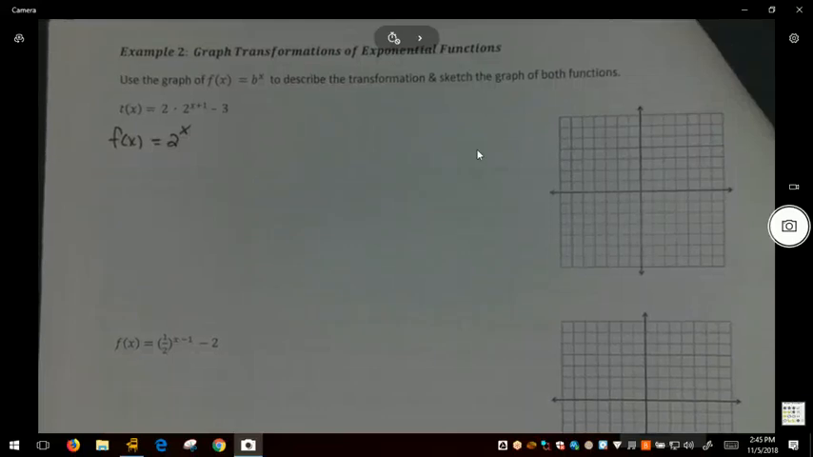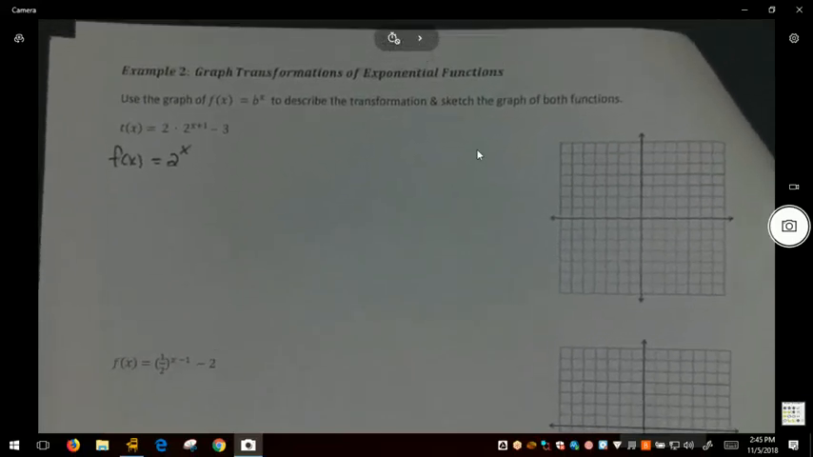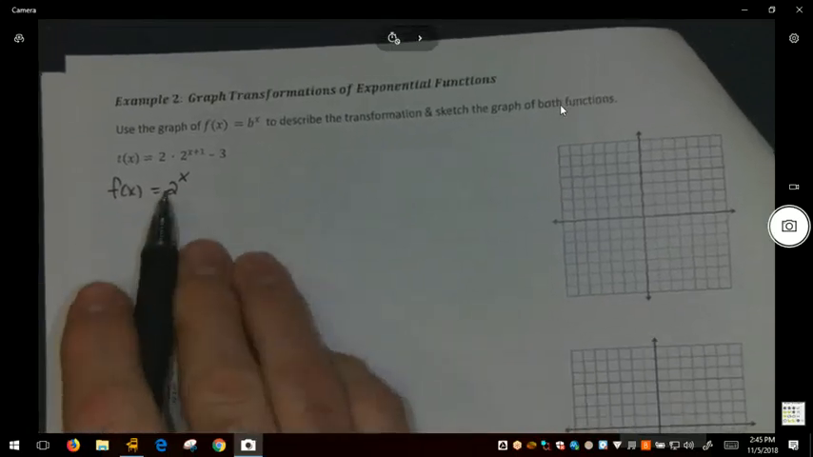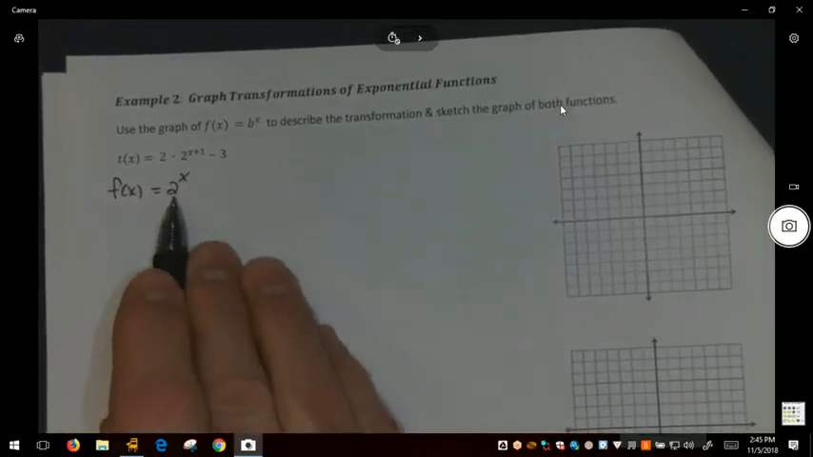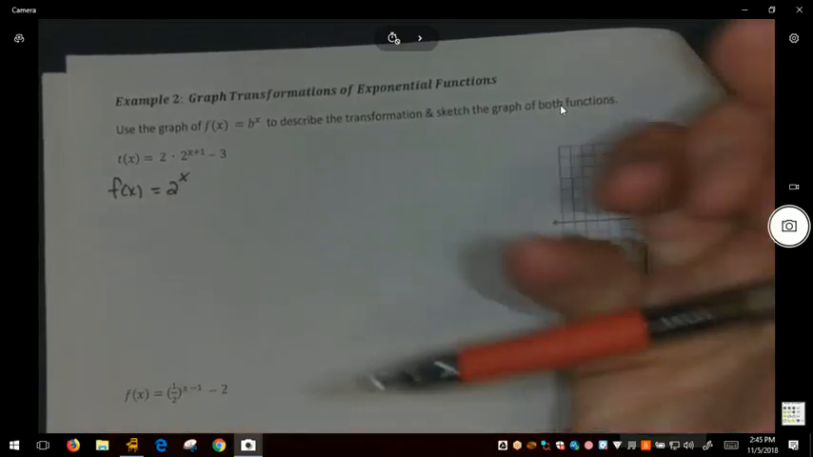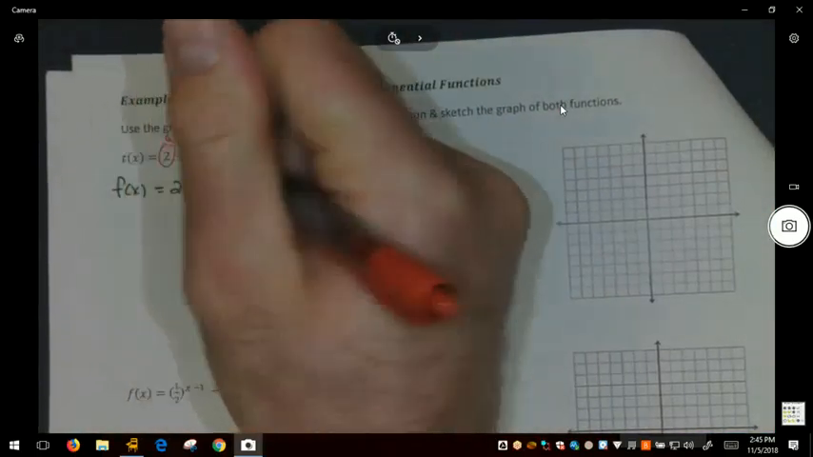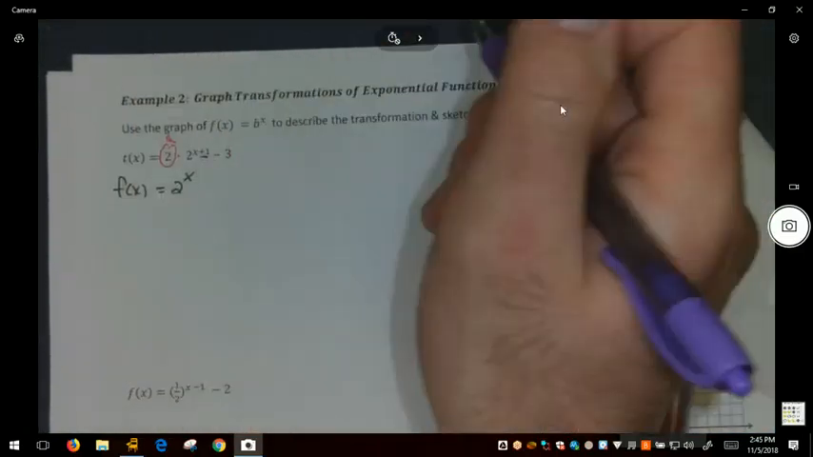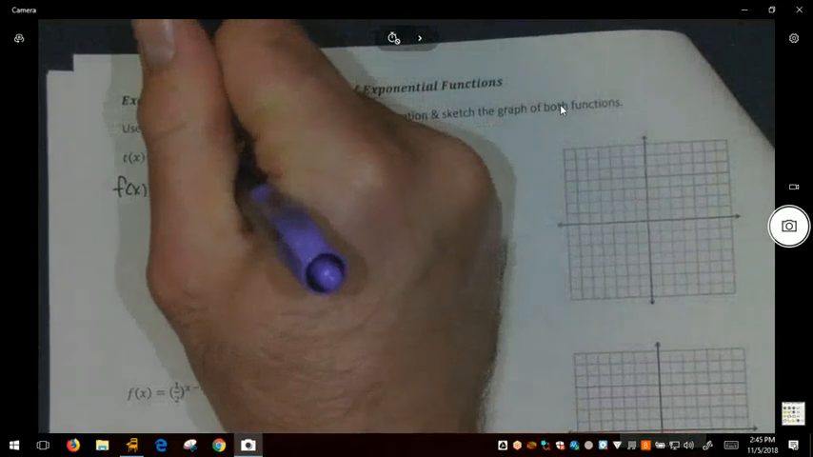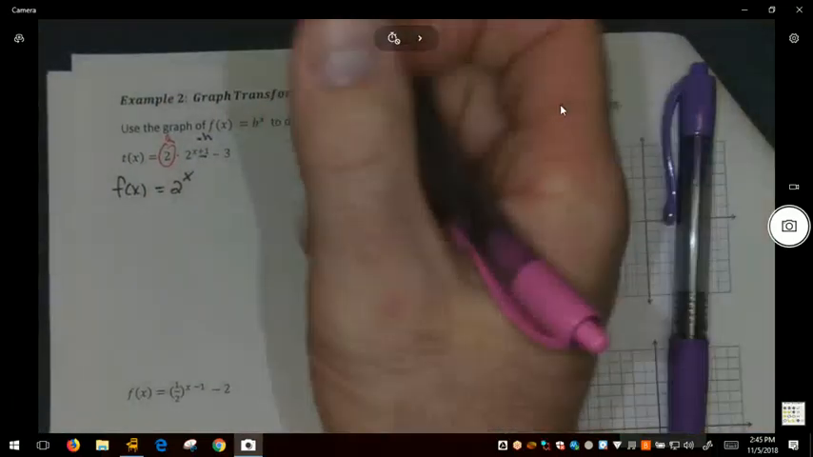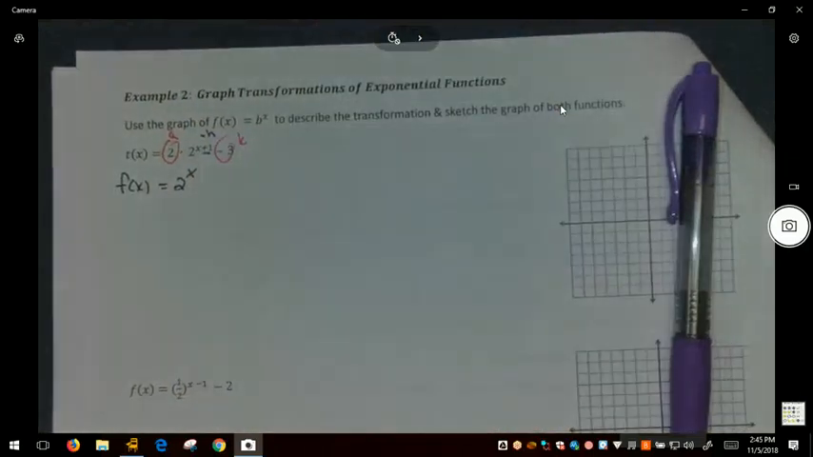This is clip 2 of notes for 3.1, transformations of exponential functions. So our parent function for this function is always the base and the exponent of x. So it's 2 to the x. All of these other things, the 2 in front, that's our value for a. The plus 1 in the exponent is our value for h. And the minus 3 at the end is our value for k.